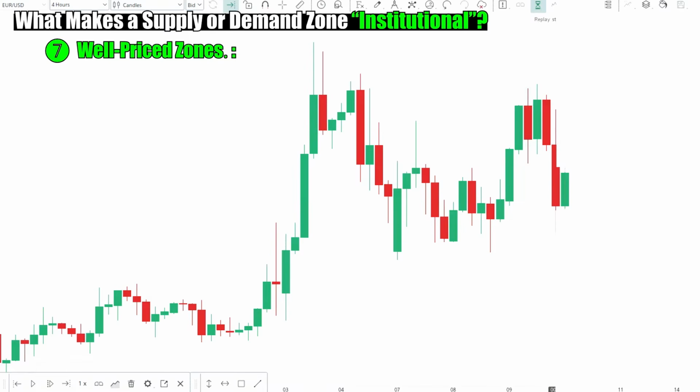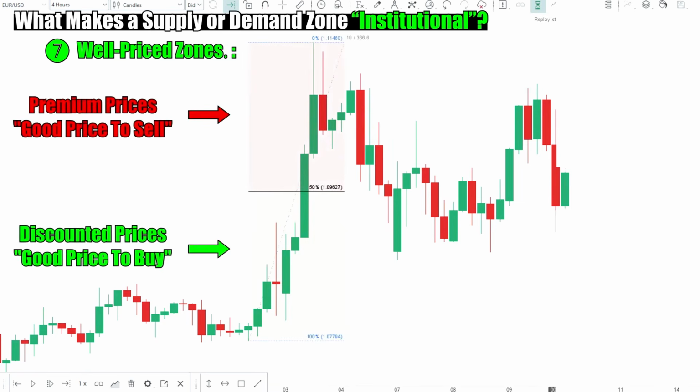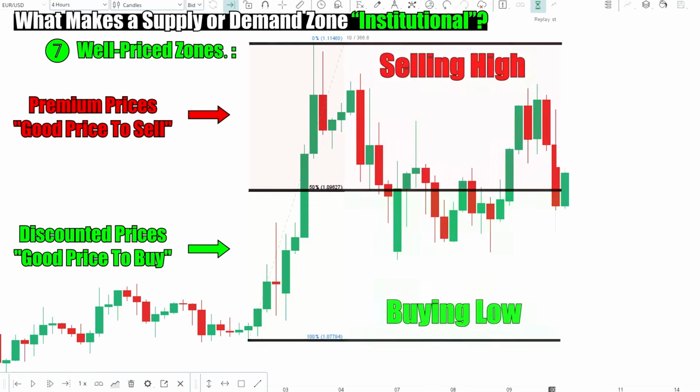7. Well-priced zones. The best demand zones are often located in the bottom half of a price range, discounted prices, while quality supply zones are in the upper half, premium prices. This naturally aligns with the core principle of buying low and selling high. It also enhances your risk to reward ratio by putting you in trades with more room to run.